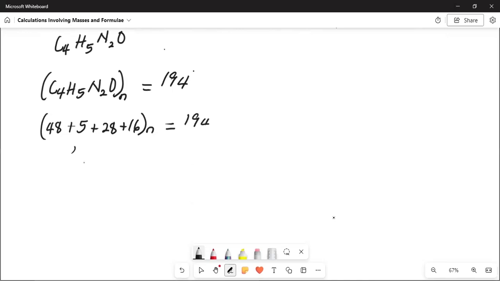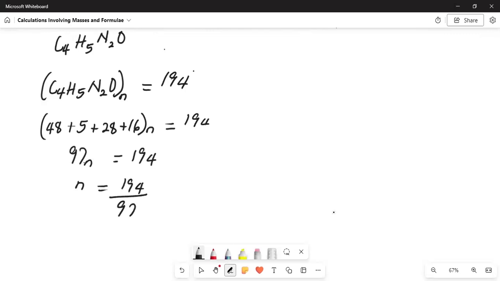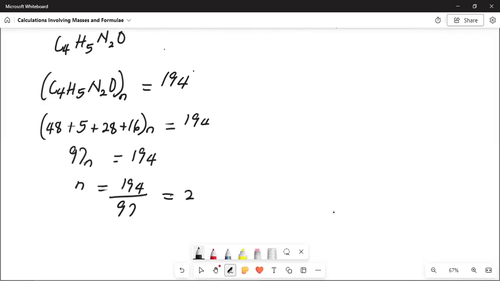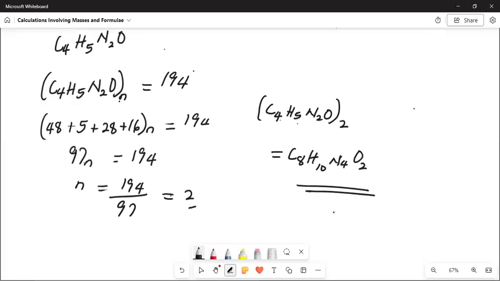So 97N is equal to 194. N therefore is 194 divided by 97, which is 2. So therefore the molecular formula will be C4H5N2O times, this N here is 2 now. So times 2, which is C8, that's 4 times 2, H10, 5 times 2 is 10, then N4 and O2. That is the molecular formula. We hang it there for now.